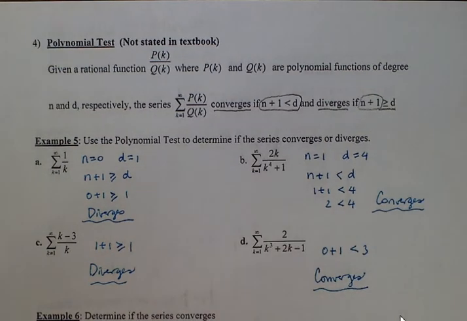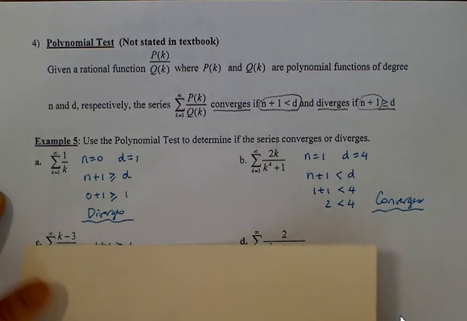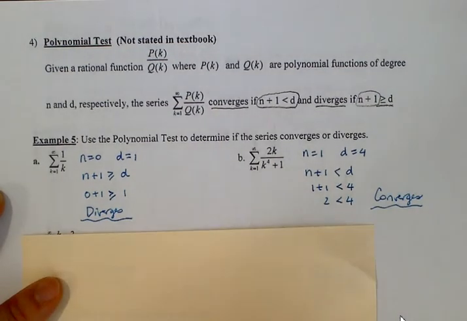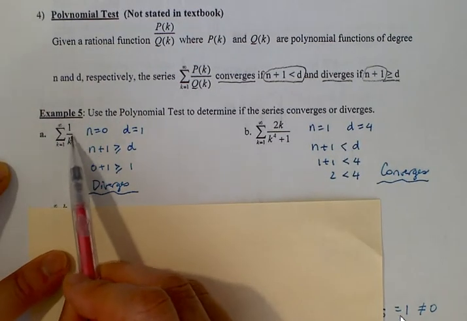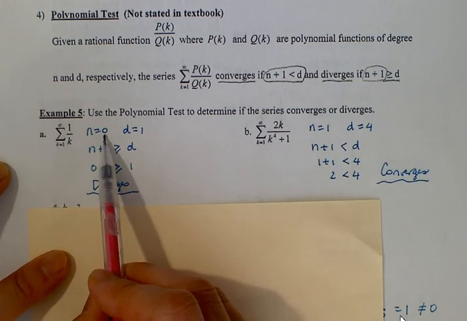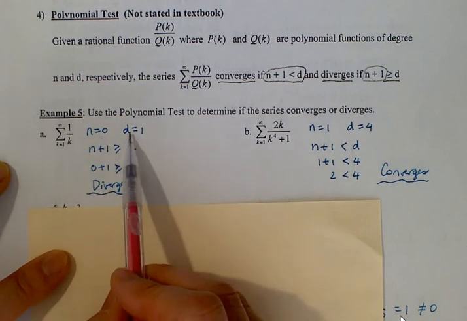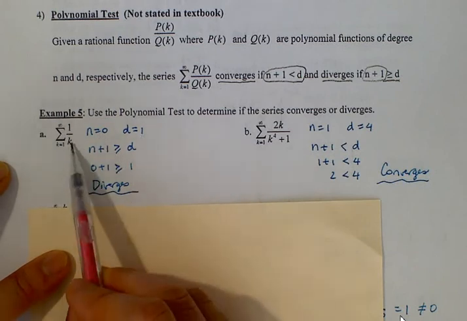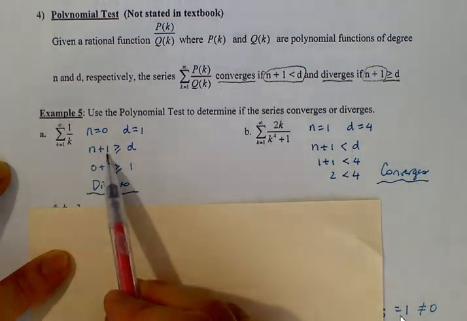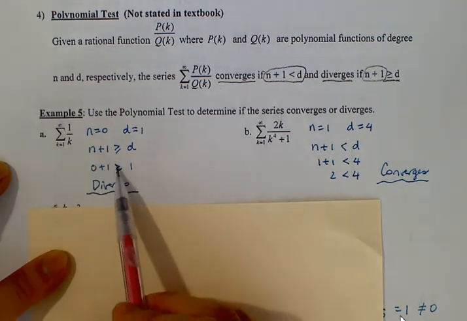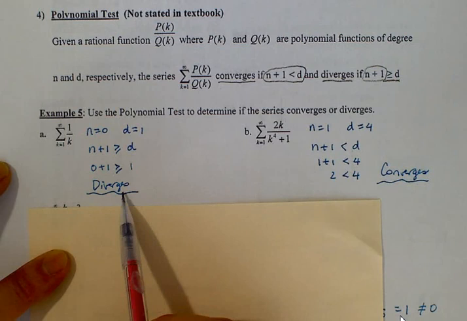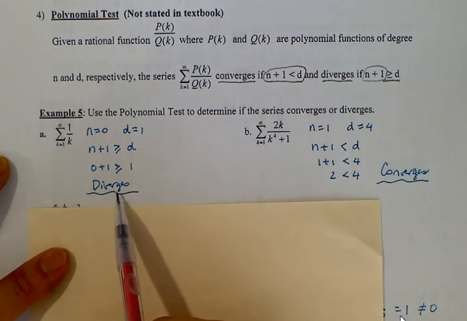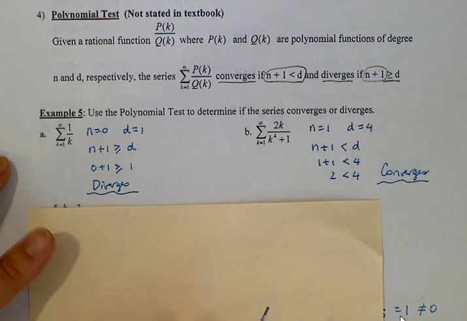Okay, so let's use the polynomial test and look at these problems. So this is of the form that we like. It's 1 over k. So the numerator's power is 0, right? Because it's to the 0 power, and that's why you just get a constant. The denominator's power is 1. So the numerator's power plus 1 is 0 plus 1, which is greater than or equal to the denominator's power of 1, so it diverges. And that's consistent with our p-series, and this is the harmonic series.